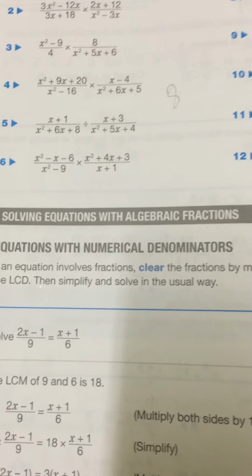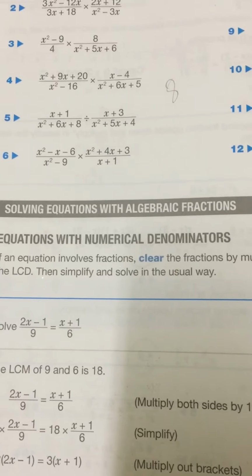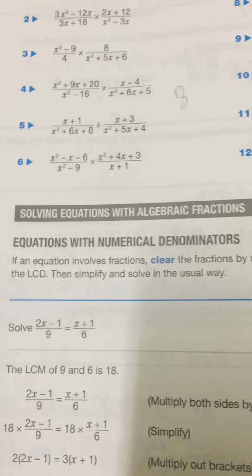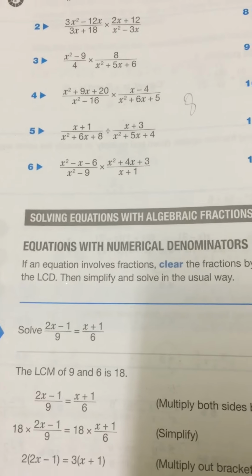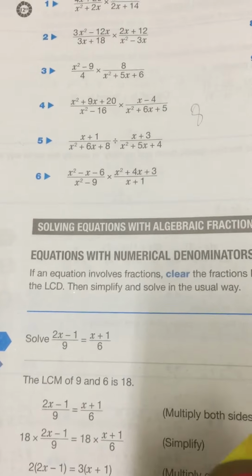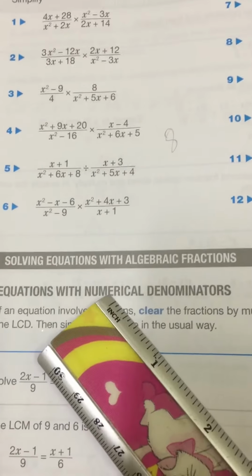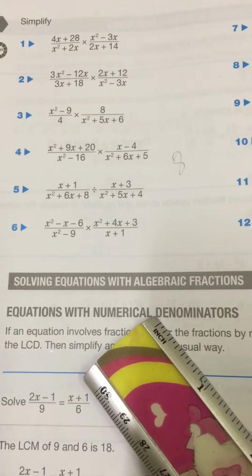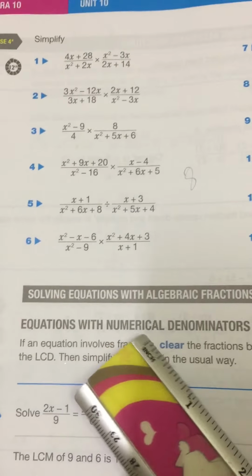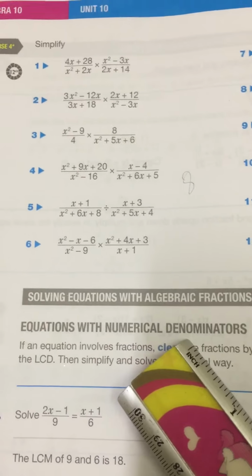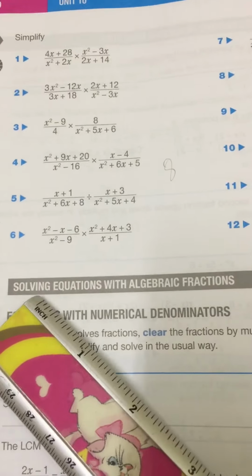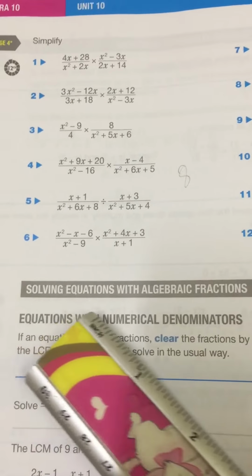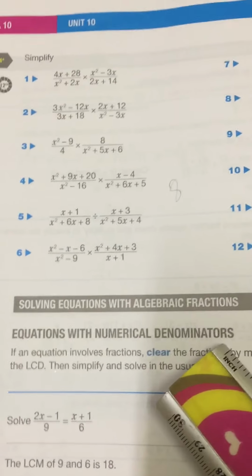Our lesson today is about solving equations with algebraic fractions, and I have a numerical denominator. That's to say, I'll find the denominator in the form of numbers. Numerical denominators. So our lesson today is solving equations with algebraic fractions, equations with numerical denominators.